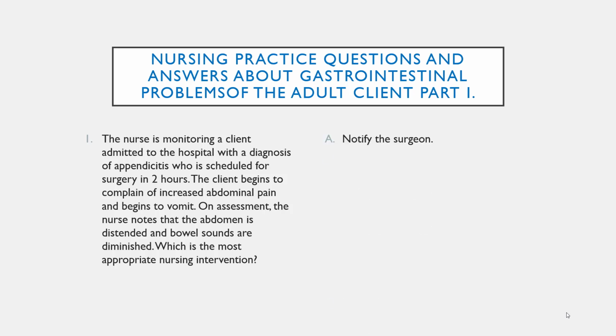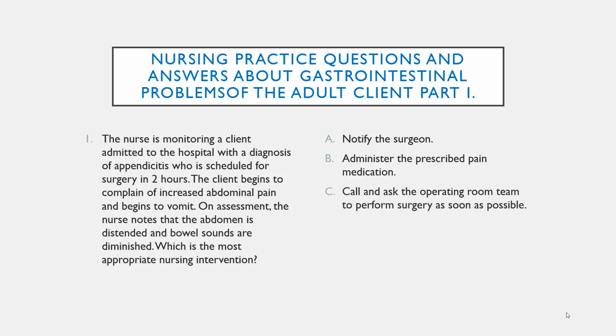So these are the options. Option A, notify the surgeon. Option B, administer the prescribed pain medication. Option C, call and ask the operating room team to perform surgery as soon as possible. Option D, reposition the client and apply a heating pad on the warm setting to the client's abdomen.